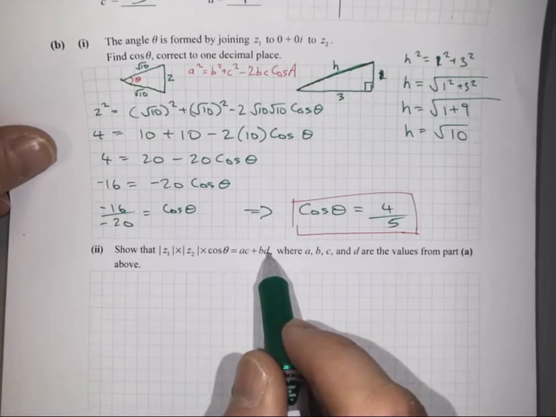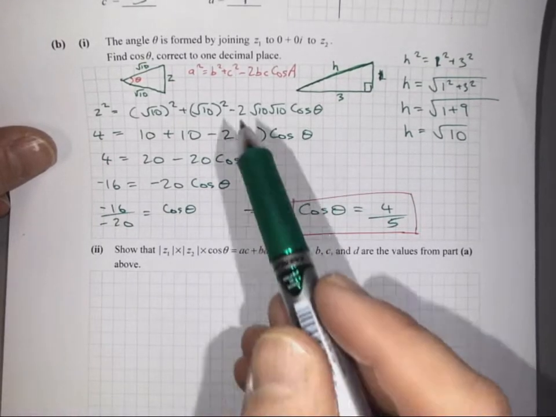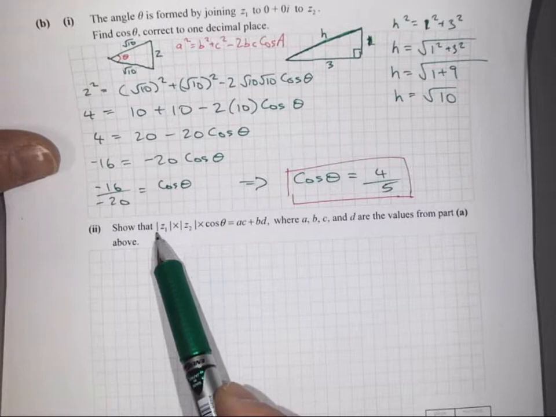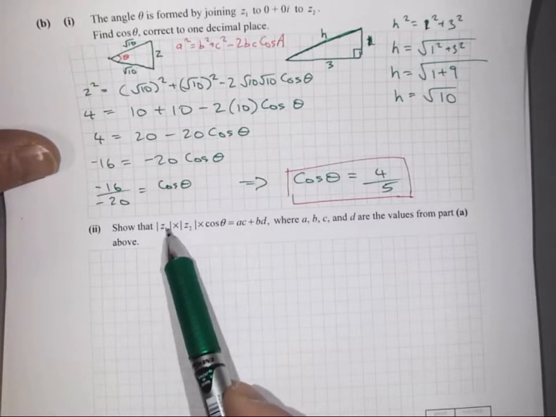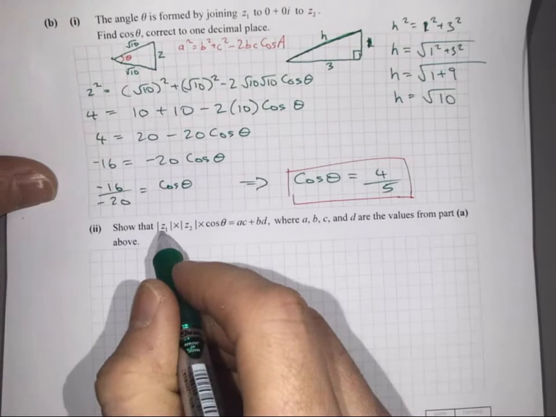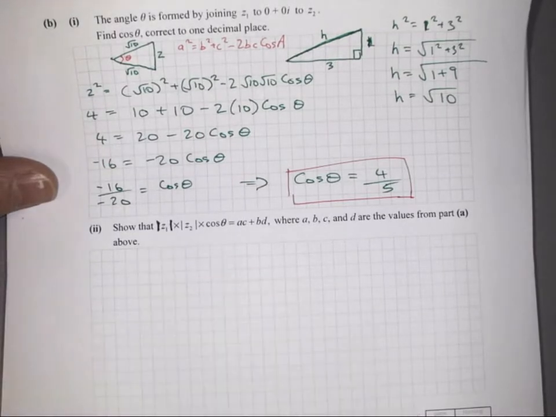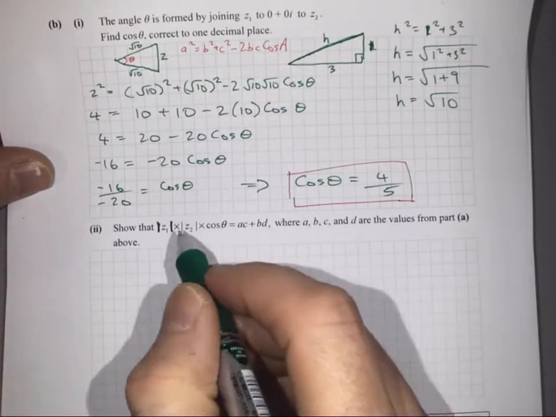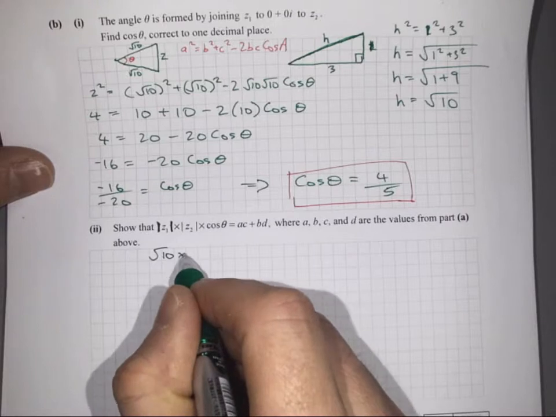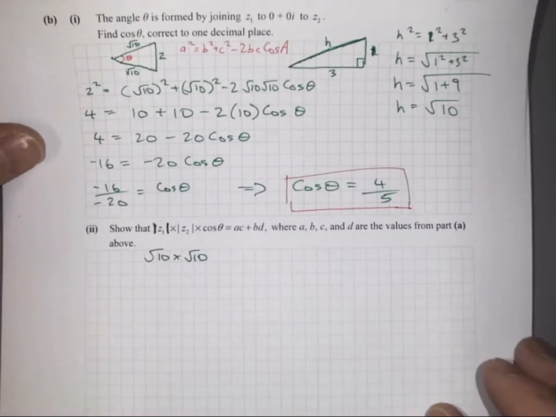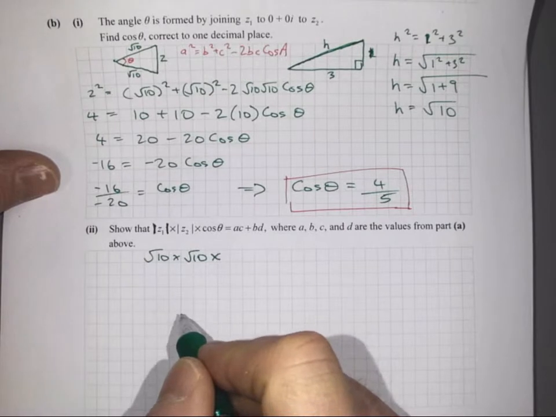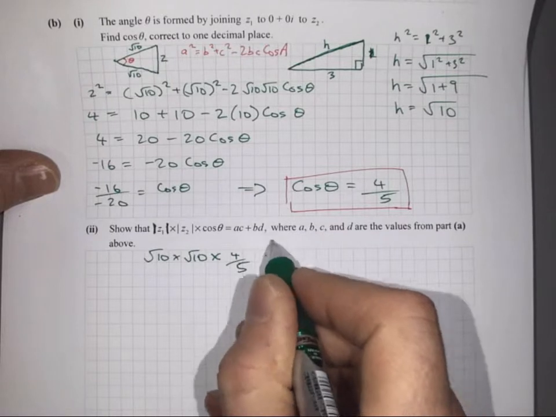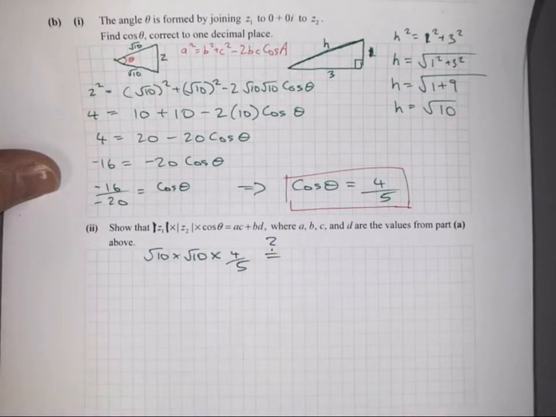equals AC plus BD. Now we have AC and BD from above, up here, right? Now this here means the modulus of Z1 times the modulus of Z2. The modulus is the distance. This here means the distance from the complex number to the origin. For Z1 then, that's going to be root 10. So this is going to be root 10 multiplied by root 10, because Z2 is also a distance of root 10 from the origin. We're going to be multiplying it by cos theta, which we figured out to be 4 over 5. And we're going to see if this actually equals AC.